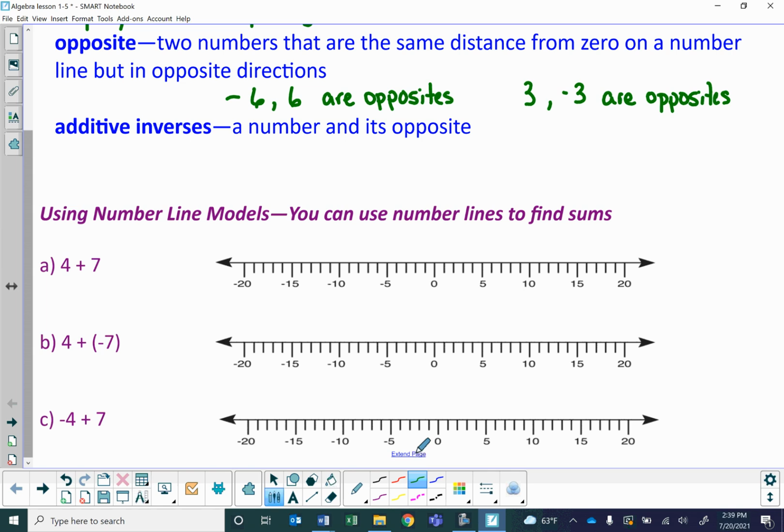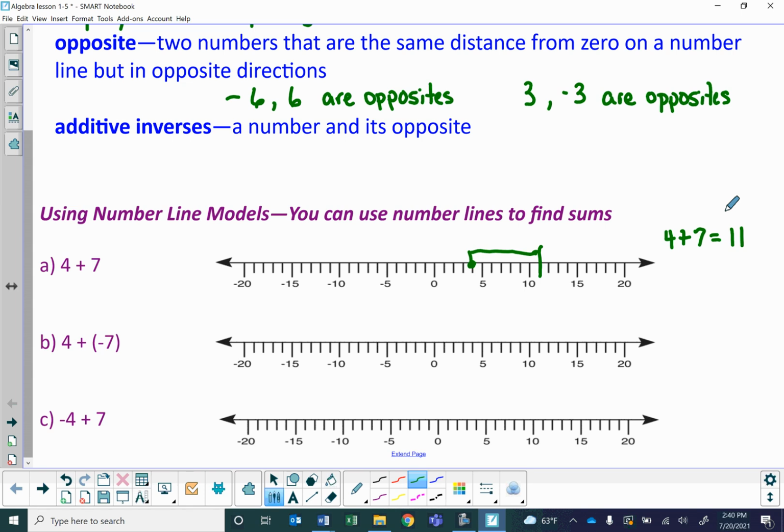So if I say 4 plus 7, I will start out at 4, which is right here, and I will move 7 units to the right because I want to add 7 to it. So 1, 2, 3, 4, 5, 6, 7 means I'm going to go to here. So if I started with 4 and added 7, I would end here at 11. So 4 plus 7 is equal to 11.